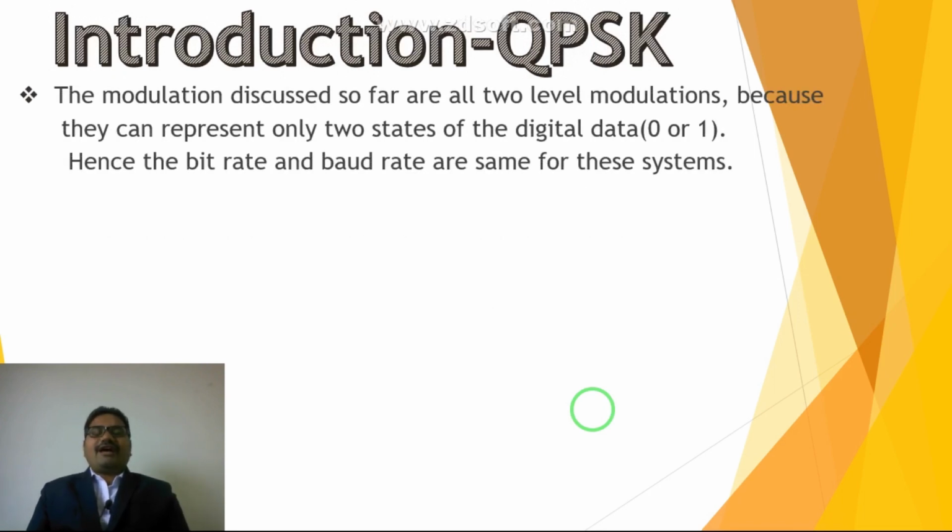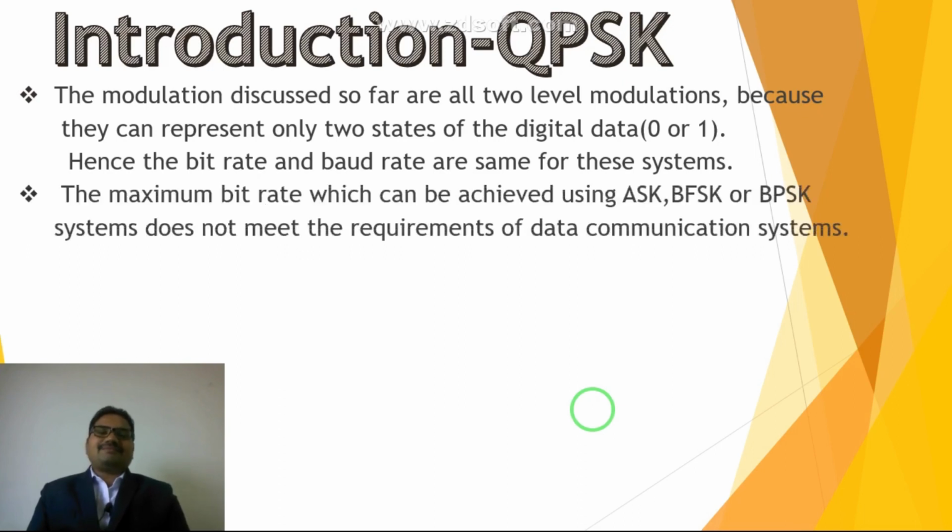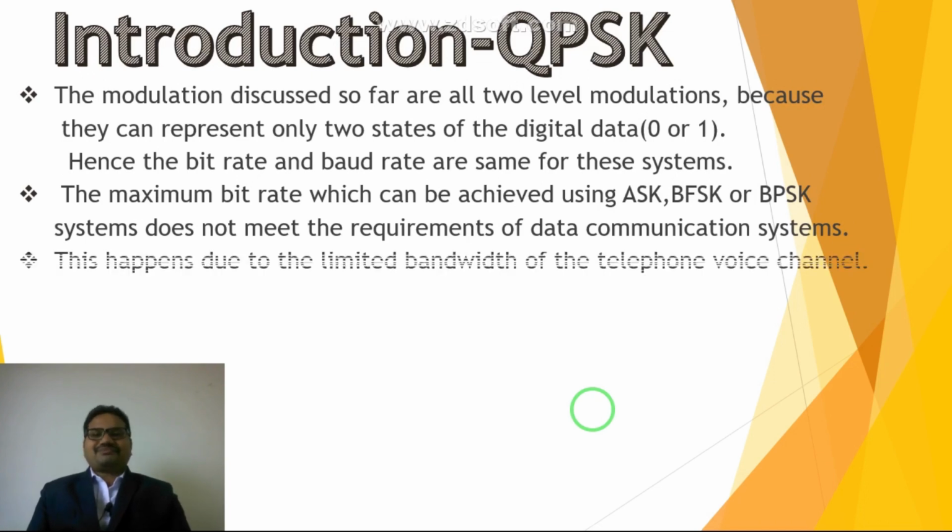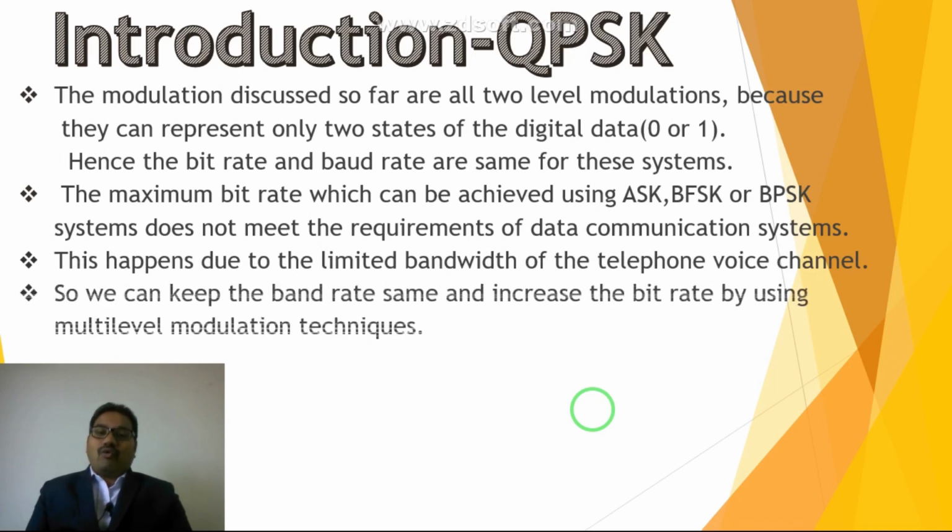The modulations that we have discussed so far, that is BFSK and BPSK, are all what? Two-level modulations, because they represent only two states of the digital data, that is 0 or 1. Hence, the bit rate and the baud rate are the same for these systems. The maximum bit rate which can be achieved using amplitude shift keying, BFSK or BPSK systems is not going to meet the requirements of a data communication system. This happens due to the limited bandwidth of the telephone voice channel.